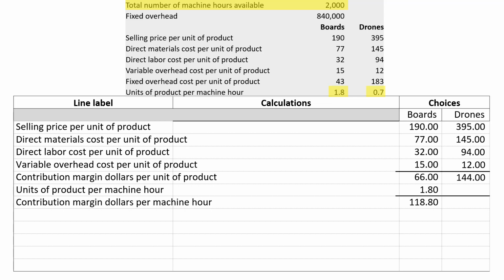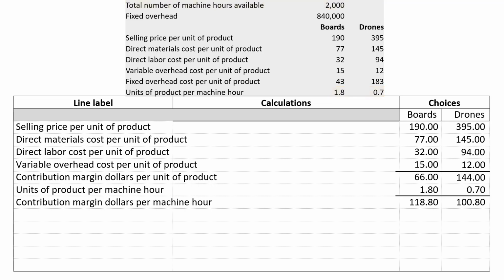We'll follow the same process for drones. Multiply the $144 contribution margin per drone by the 0.7 drones per hour to get contribution margin per hour of $100.80. Which product, boards or drones, makes the best use of our limited machine hours? Boards. Now we know.